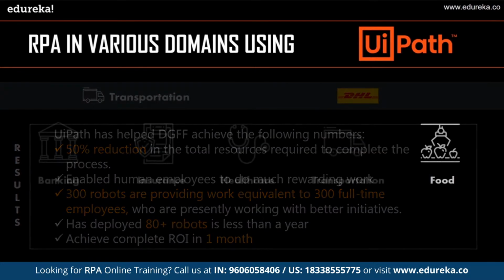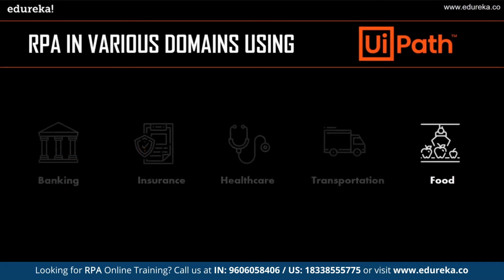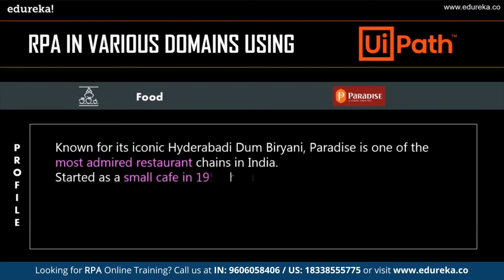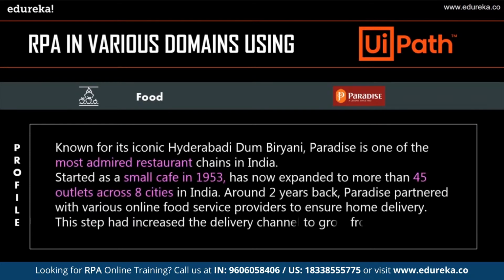Now let's move on with the final domain in the UiPath section, that is RPA in the food industry. Now I'm sure all of you might have heard of Paradise, right? It's known for its iconic Hyderabadi dum biryani. Being one of the most admired restaurant chains in India, it started as a small cafe in 1953 and now has expanded to more than 45 outlets across 8 cities in India.